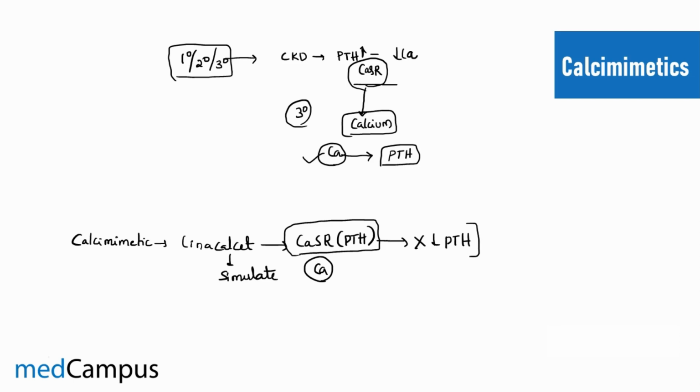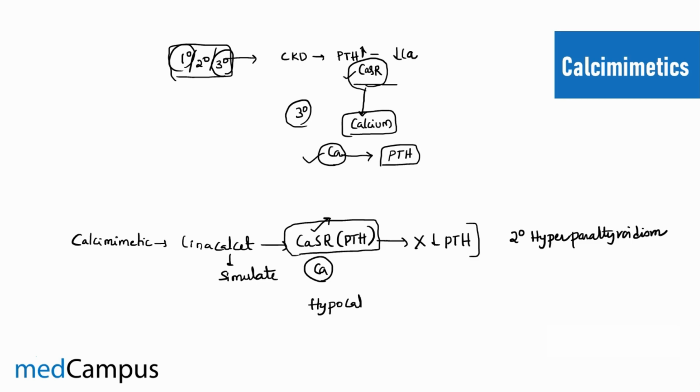So can I say calcimimetics are indicated in secondary hyperparathyroidism? Because secondary hyperparathyroidism only is related to calcium sensing. I cannot use it in primary, because primary is because of overfunctioning of the parathyroid gland. I cannot use it in tertiary, because in tertiary there is loss of control and the calcium sensing receptor is no longer functioning. So the indication for calcimimetic, that is Cinacalcet, is secondary hyperparathyroidism.